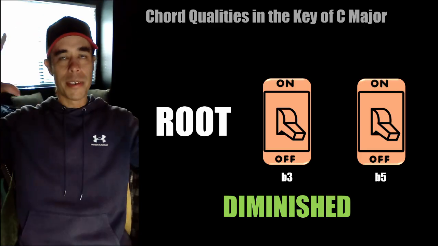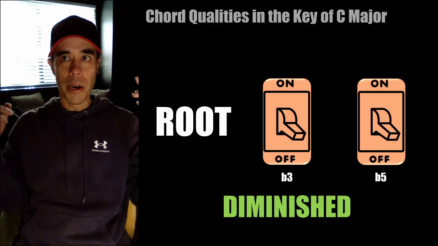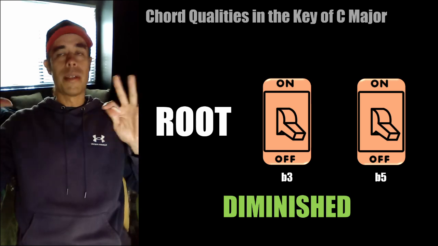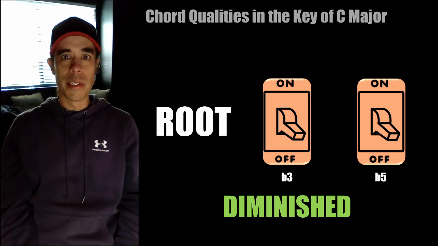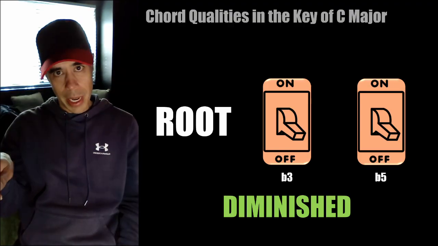So you can just see what those switch combinations look like, and there are only two switches, so it's pretty easy to know. Visually, it's really convenient, I guess. So major is just root, up, up, minor is root, down, up, and diminished is root, down, down.